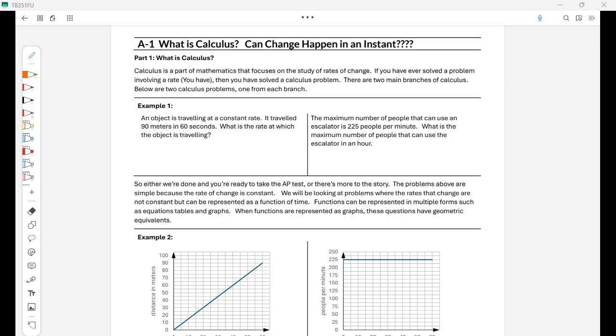Cool. All right. So we're going to look at two things today. The first part is, what is calculus? That's probably a good question. We know what algebra is. That's x's and y's. We know what geometry is. That's shapes. Who knows what trig is? But what is calculus? That's our focus. Basically, calculus is the part of mathematics that focuses on the study of rates of change. If you have ever solved a problem using a rate, which you have, then you have solved a calculus problem.